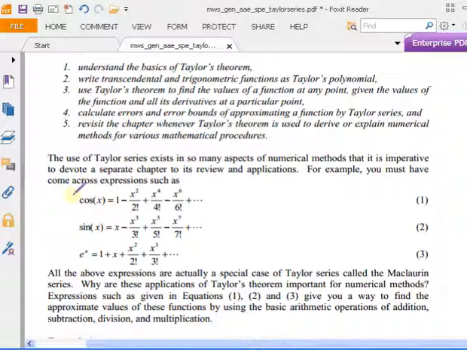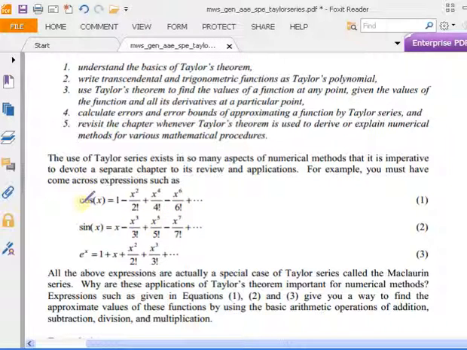These functions, cosine, sine, exponential, are called transcendental functions. They cannot be expressed as a polynomial. However, the Taylor series gives us an infinite polynomial, you could say, that gives us the value of these transcendental functions. This is extremely important in numerical analysis because computers can't compute these directly.